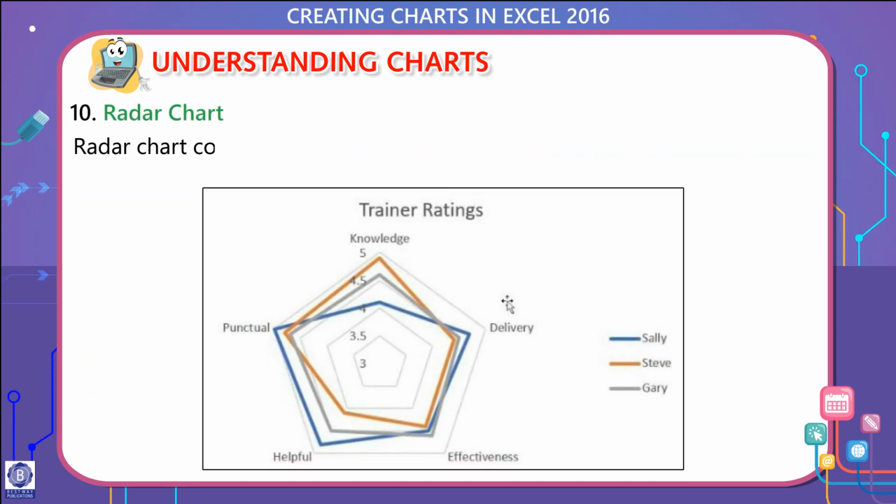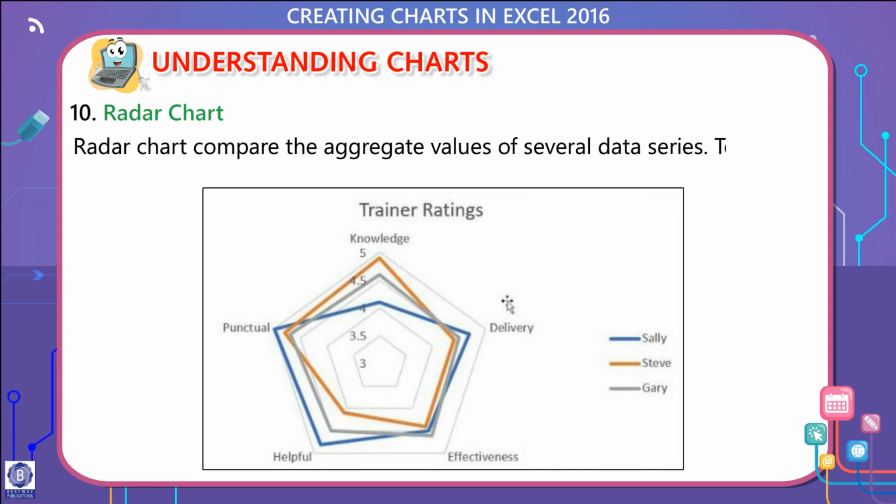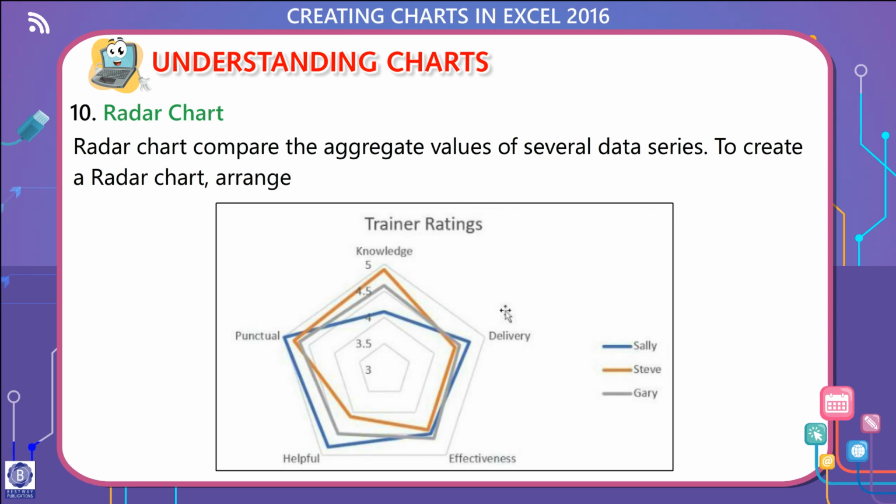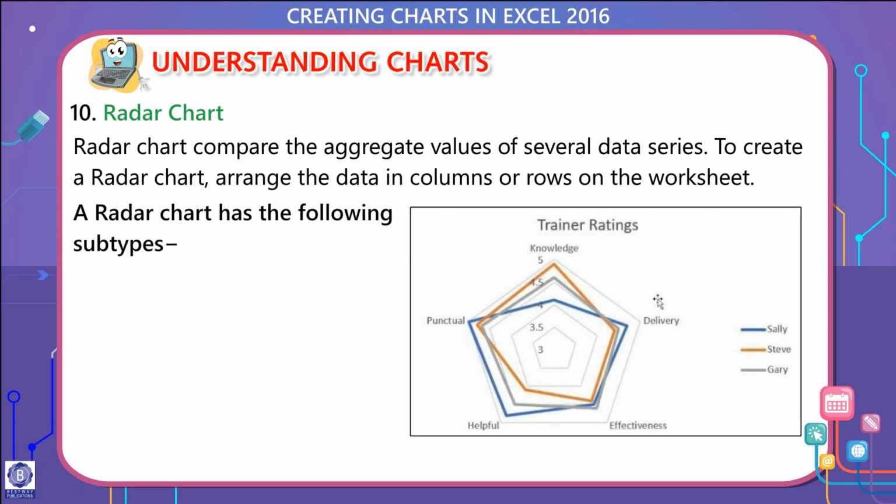Radar chart. Radar charts compare the aggregate values of several data series. To create a radar chart, arrange the data in columns or rows on the worksheet. A radar chart has the following subtypes: radar, radar with markers, filled radar.